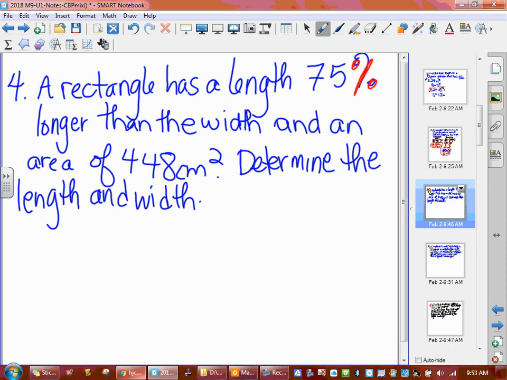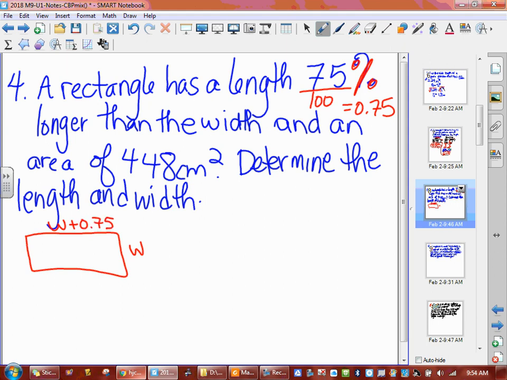So, again, we're going to draw our diagram. So it says a rectangle has a length 75% longer than the width. So again, we don't know the width, it's W, but our length is W plus 0.75. Okay? Sorry, W times 0.75. No, plus, I got it. W plus 0.75 W. Okay. Good to go? All right.